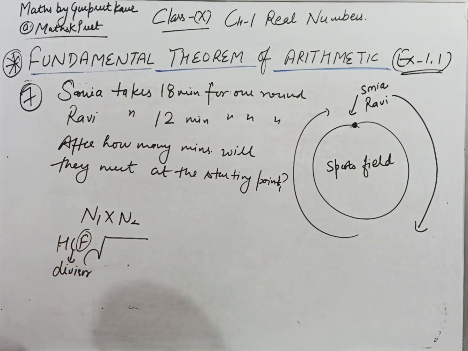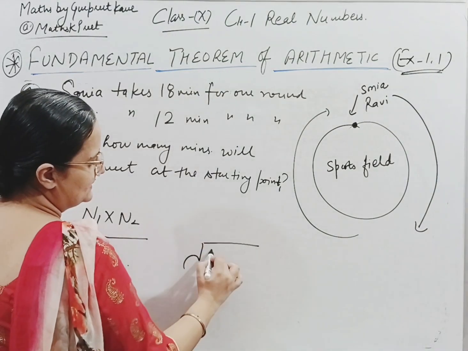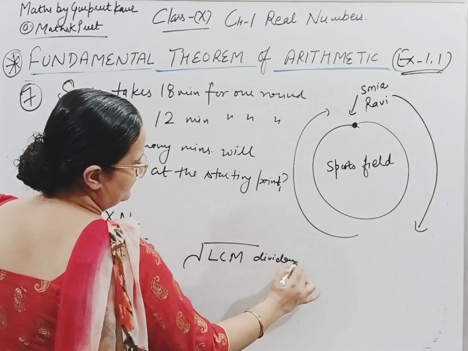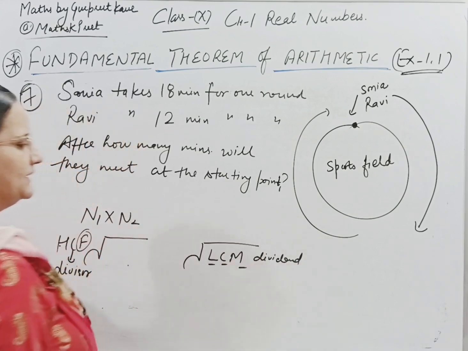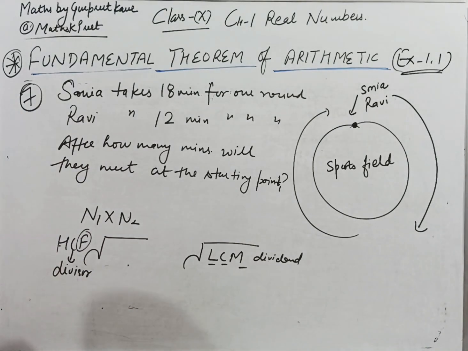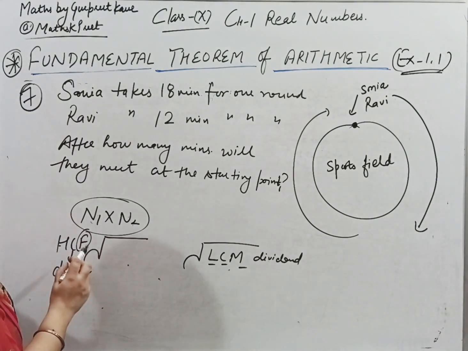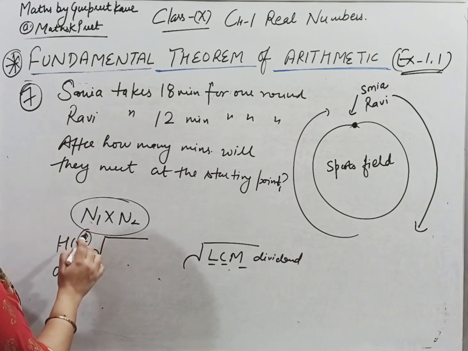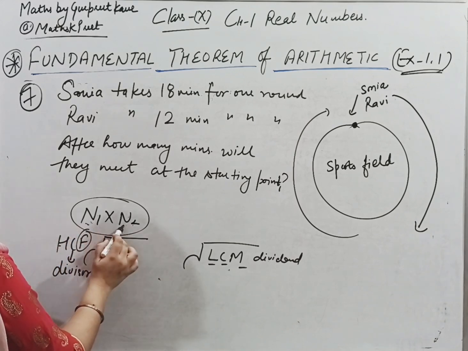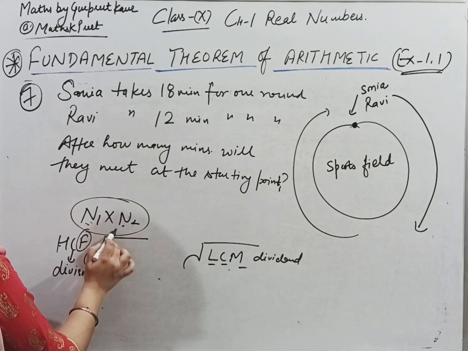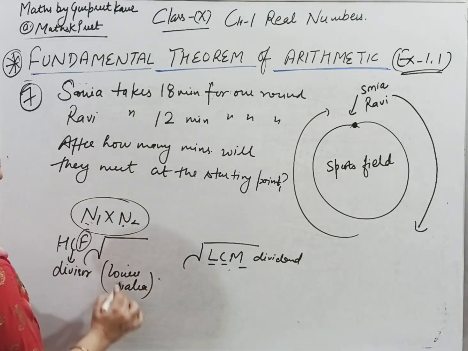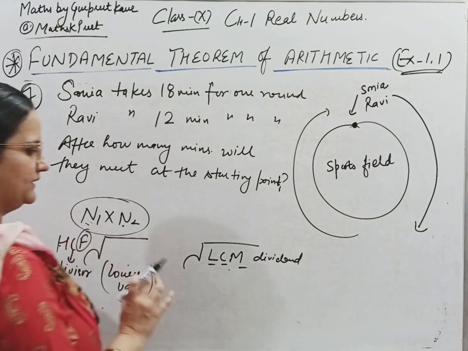Factor means divisor. And LCM is what? LCM is the value of dividend. Which dividend? Least common multiple. This is related to dividend. Also, HCF is what? HCF is the minimum power of the common factors. So we have to calculate the minimum power of the common factors. That means we will get some lower value, because we are calculating minimum parts of the common factors only.